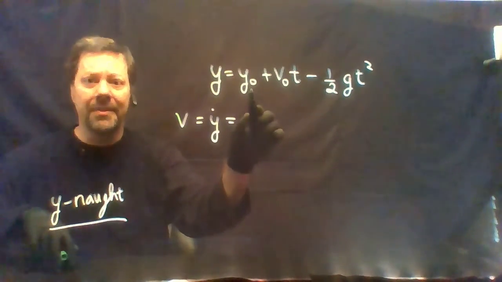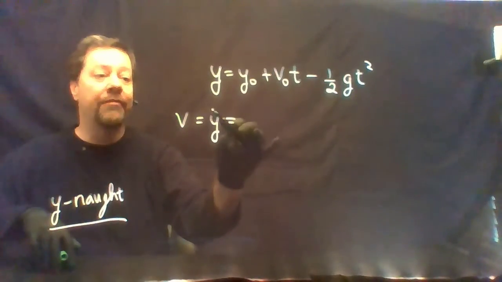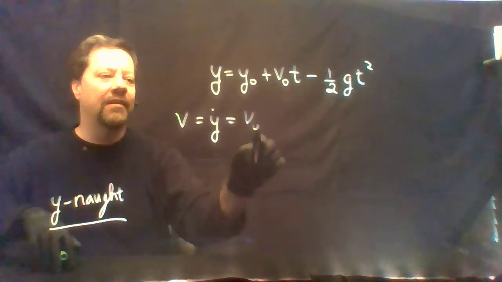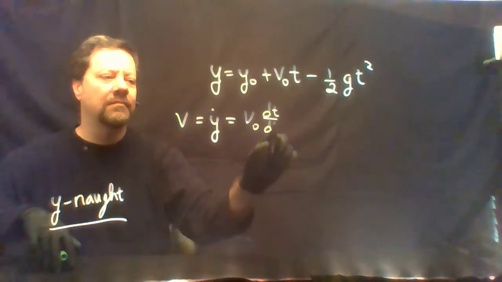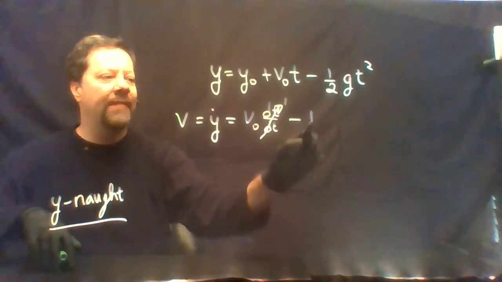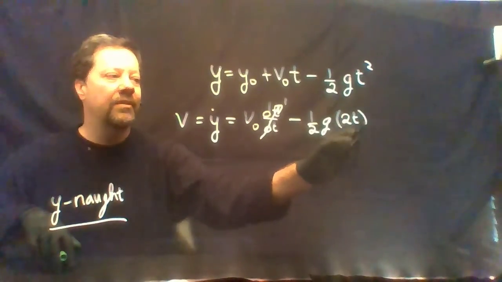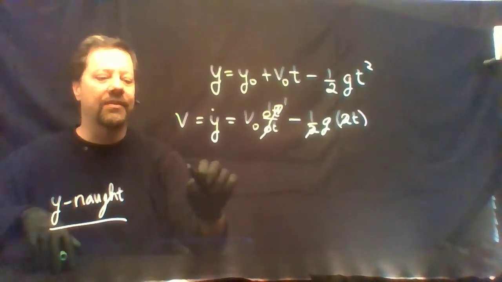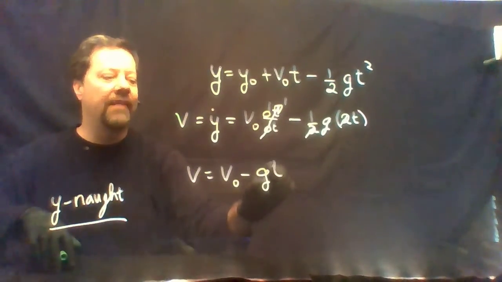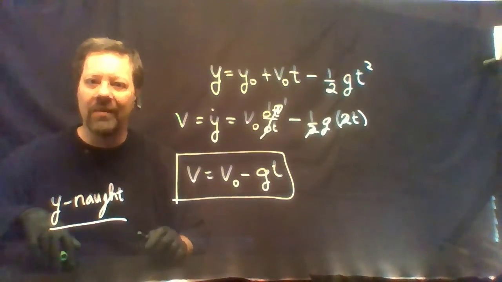Its derivative is 0. The initial velocity is also constant, so when we take the derivative with respect to t, the derivative of t with respect to t is 1. Here we have minus 1/2 g, which is a constant. The derivative of t squared is 2t. The 2's cancel, and the velocity is the initial velocity minus the acceleration due to gravity times time. This might be yet another formula that you might recall from physics.